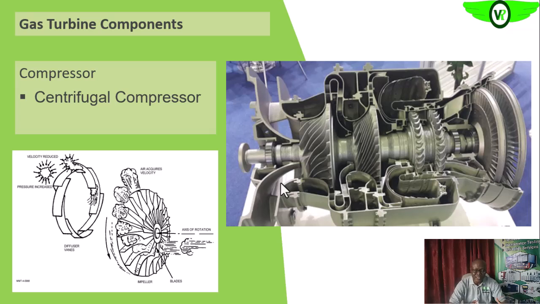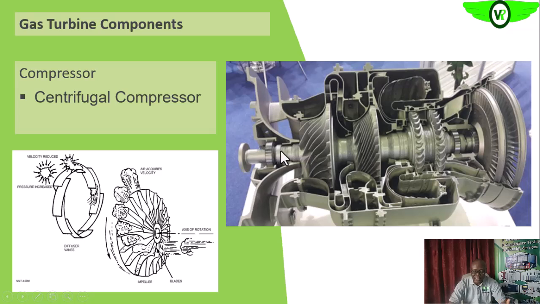So as the name implies, centrifugal, that is away from the center towards the circumference. So that is what happens in the centrifugal compressor. So what happens is that the intake air is taken into the impeller of the centrifugal compressor. As it's turning, it reduces the pressure in this area, and that helps to take in or drag in more air into the turbine.